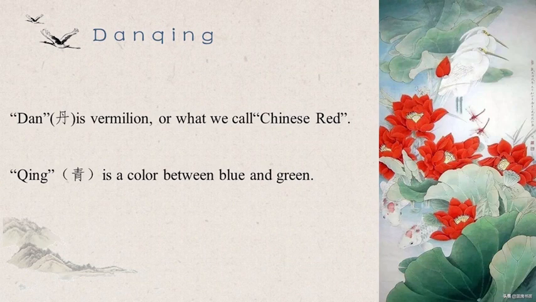Dan is vermilion, or what we call Chinese red. Qing is a color between blue and green, which is often seen in Chinese landscape paintings. These two colors are the most common and characteristic in Chinese paintings, and thus become synonymous with painting.